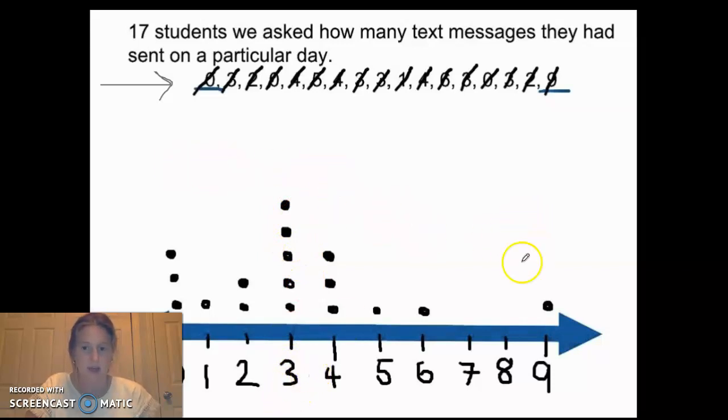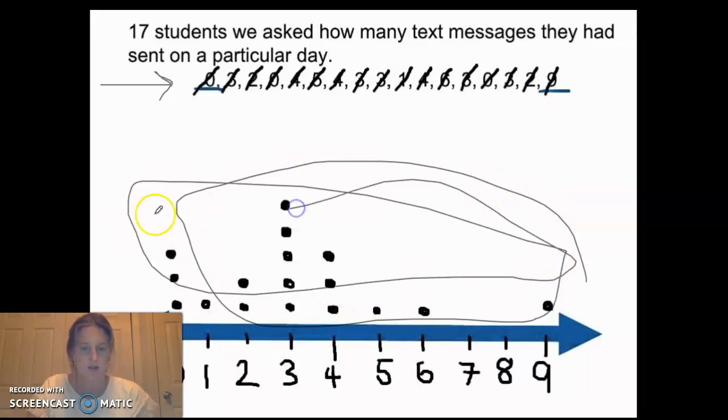Okay, and you have to make sure you have 17 dots because they asked 17 people. So you need 17 dots, a dot per person to account for all of the data. Okay, again, easy, quick, very easy way to represent the data using a dot plot.